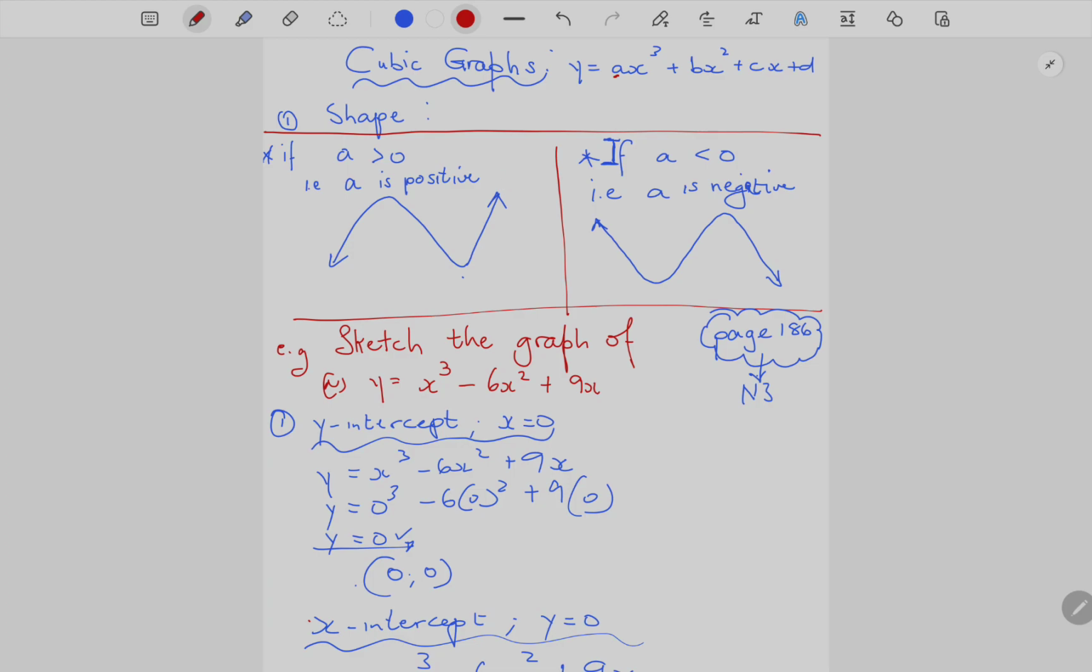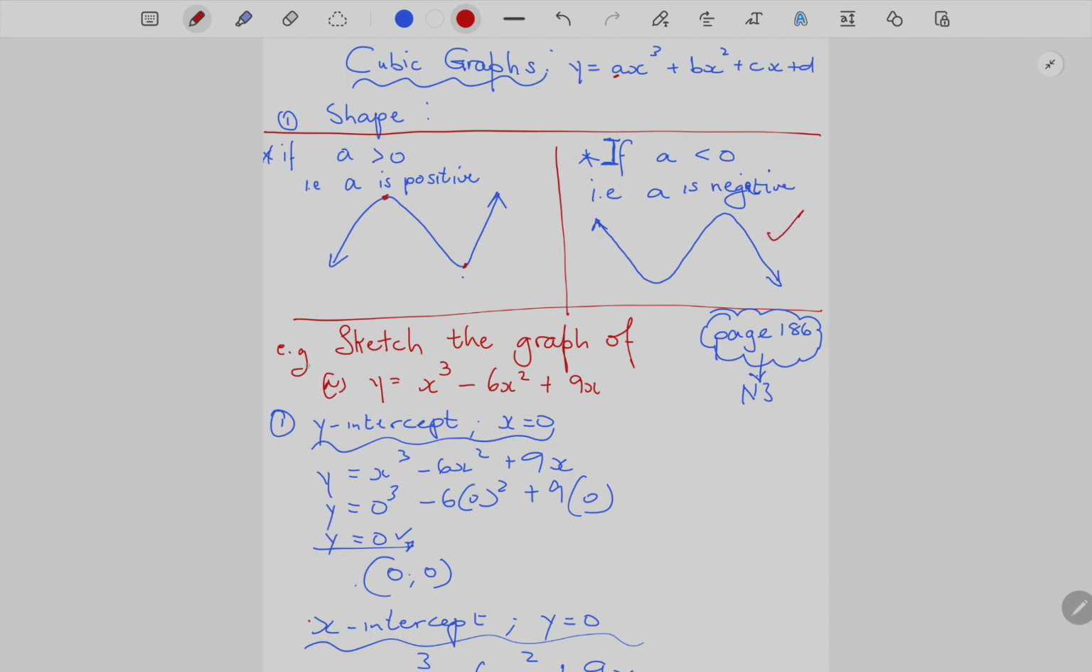As you can see with the cubic graphs, we've got two turning points, the maximum turning point and also the minimum turning point. Again, if a is less than 0, that means if a is negative, then this is the shape of the graph we're going to have.